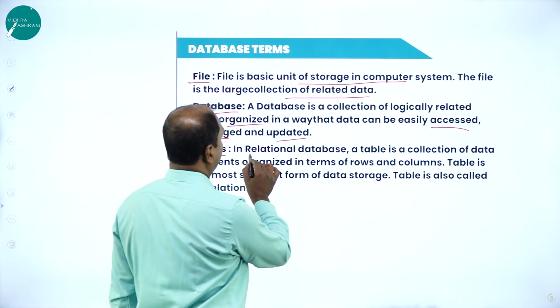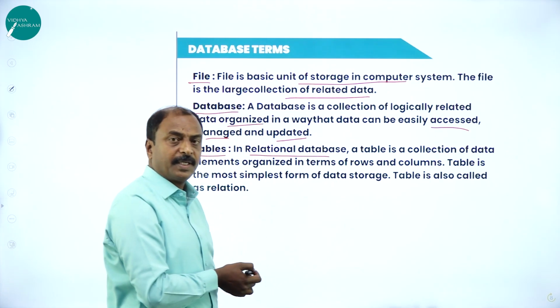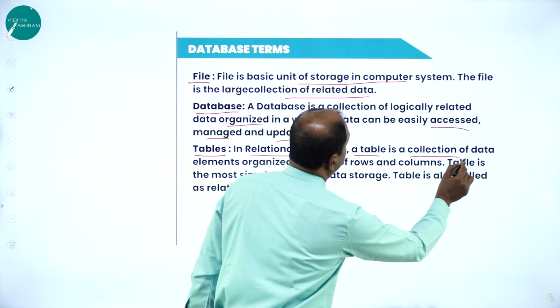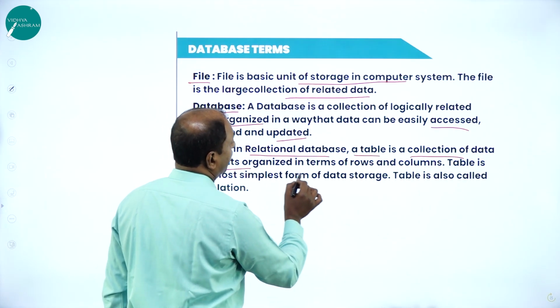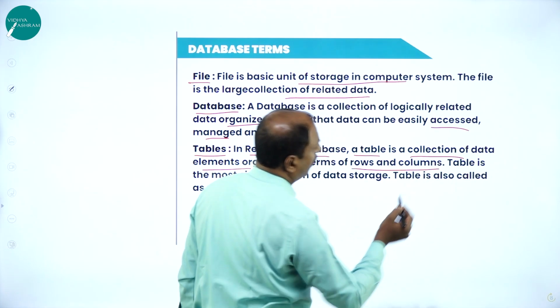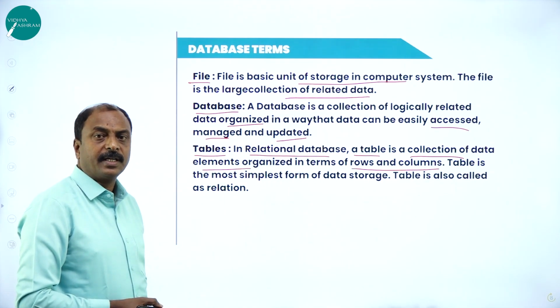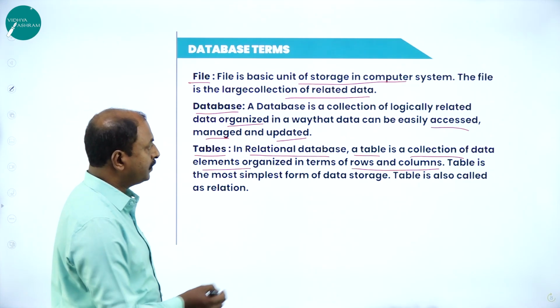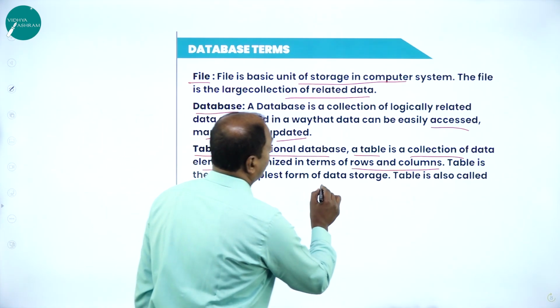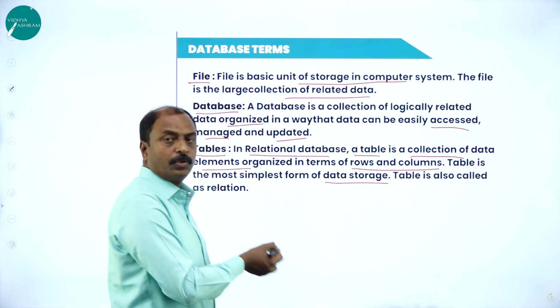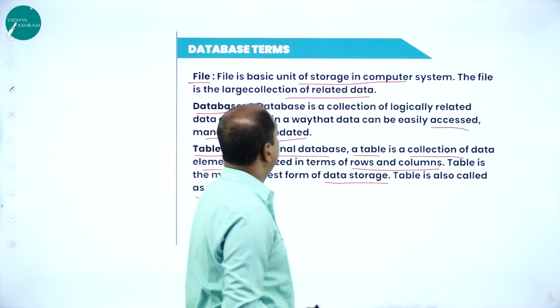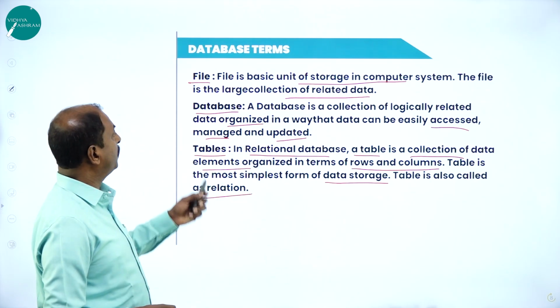In a relational database, which is called an RDBMS, what is a table? It is a collection of data elements organized in terms of rows and columns. The table is the simplest form of data storage, as I told you in the beginning. A table is also called a relation. These are the definitions of different terms.